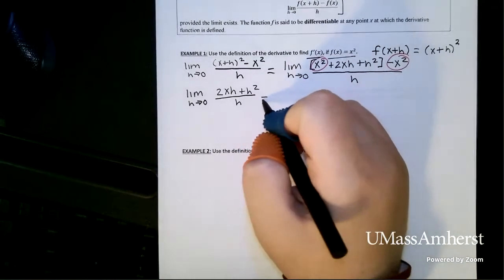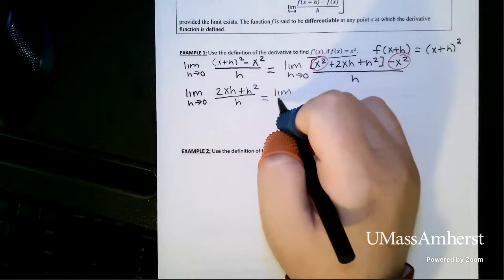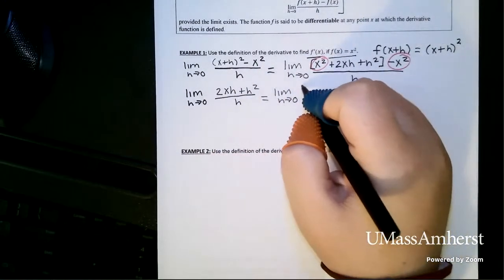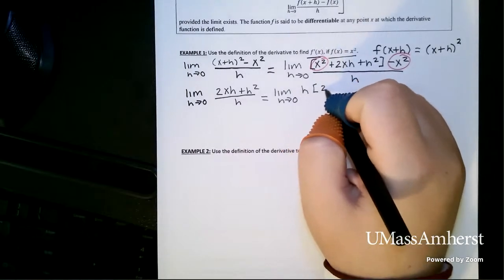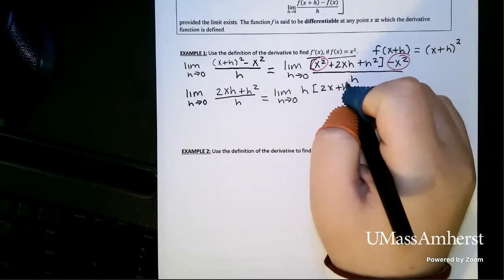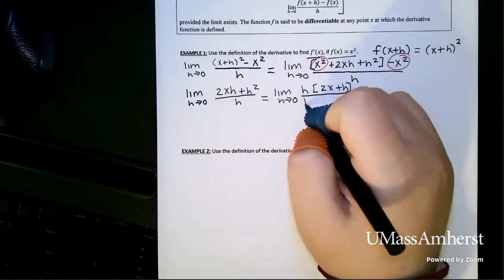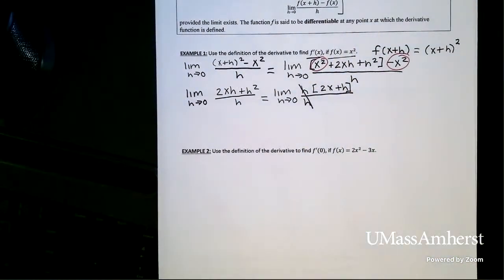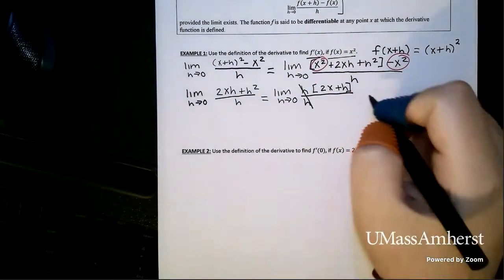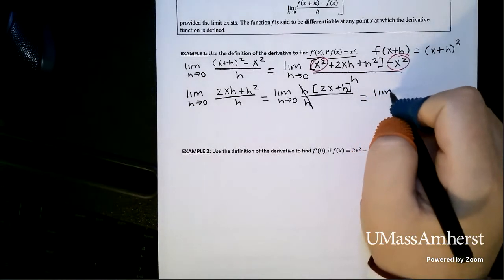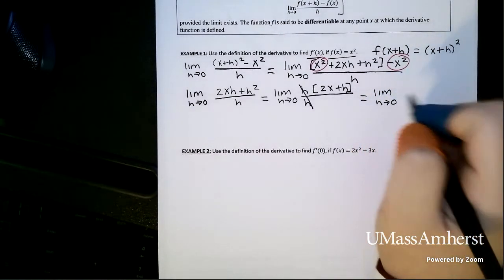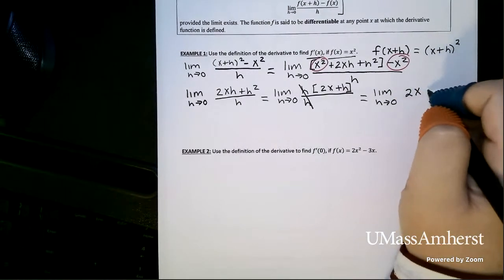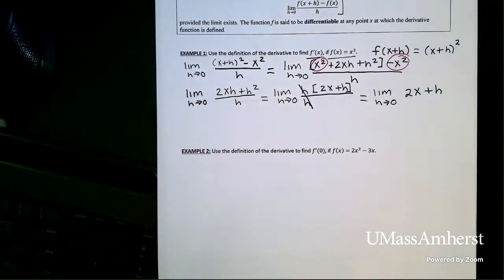So what I'm going to do is factor out an h term in the numerator. So there's an h in each of the terms. If I pull that out front, I'm left with 2x plus h over h. The reason I wanted to pull out that h is so I can cancel the h that's in the denominator. That's going to be helpful for me because now I'm not worried about having a 0 in the denominator. So I'm left with the limit as h goes to 0 of 2x plus h.